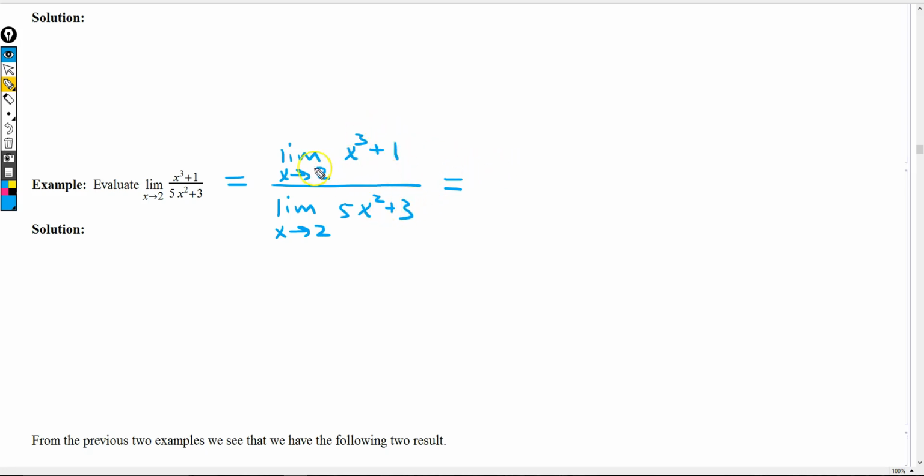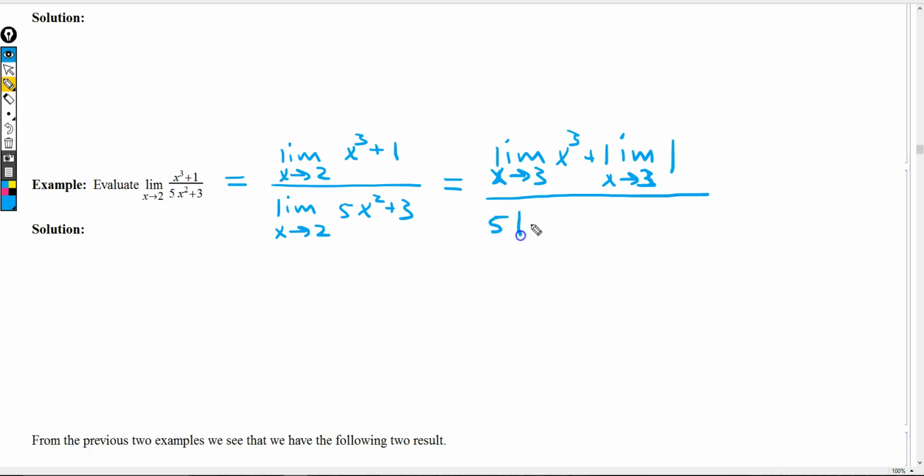And next I'm going to distribute the limit to the x cubed, the 1, the 5x squared, and the 3. And I'm going to pull that 5 out. Oops, it should be a 2. Oops, made a little mistake right there. Those should all be 2s. We're looking at a limit as x approaches 2.